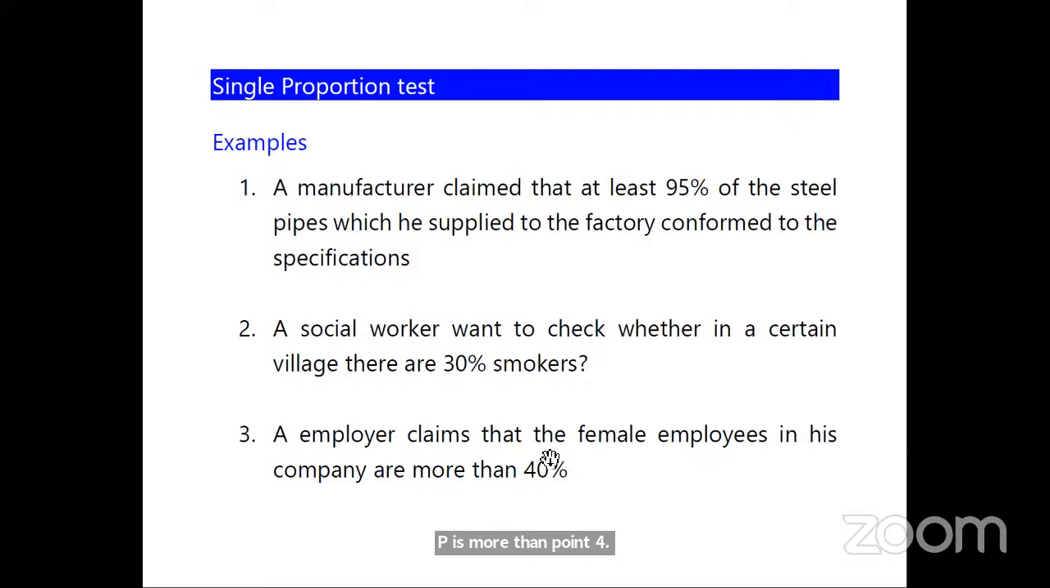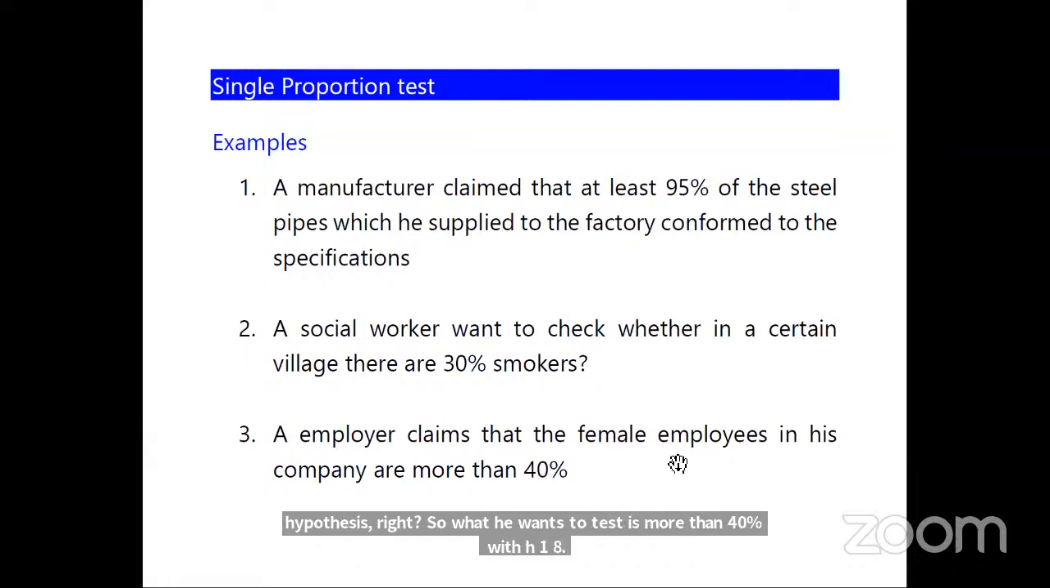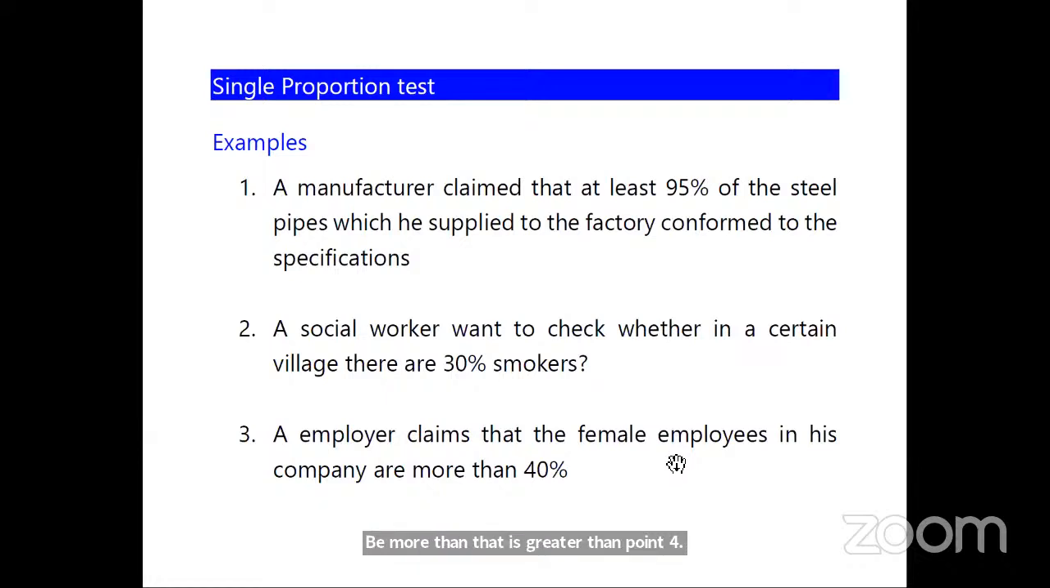When we have to test like this, some greater than, less than type, then this is our research hypothesis or alternate hypothesis, right? So what he wants to test is more than 40%, meaning H1 is P more than, that is, greater than 0.4, right? And the null hypothesis will be P is equal to 0.4.